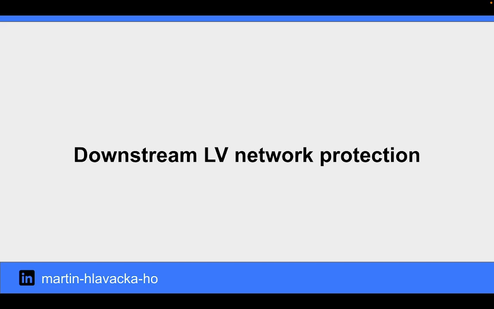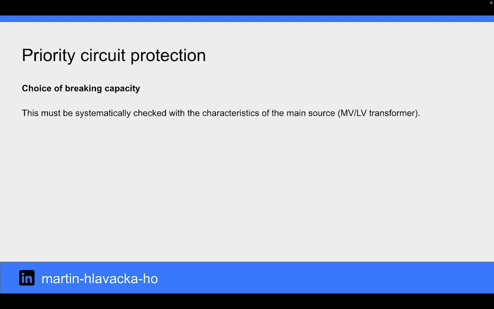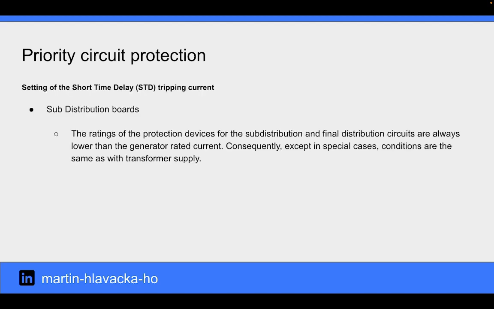Downstream LV network protection. Priority circuit protection. Choice of breaking capacity. These must be systematically checked with the characteristics of the main source, which is the MV-LV transformer. Setting of short time delay tripping current.